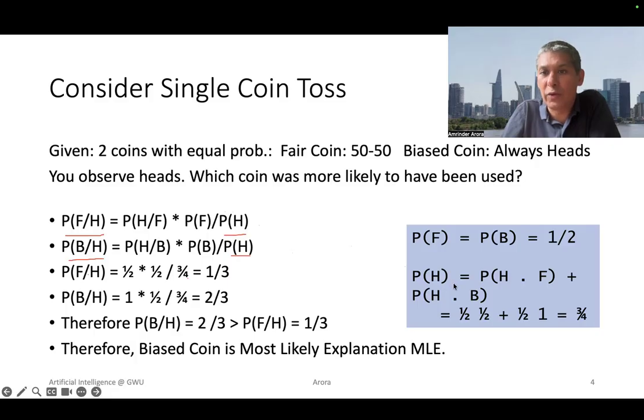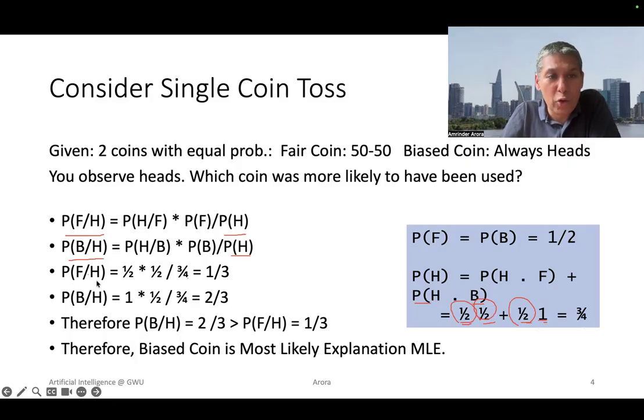Probability of heads could have been either you were using the fair coin and got heads, or you used the biased coin and got heads. So that's equal to half times half plus half times 1. Essentially, if you were using the fair coin, which had probability half, then the probability of getting heads was 1/2. So that's 1/2 times 1/2, 1/4, plus probability of biased coin being used, which is half, times the probability of heads given biased coin, which is 1. So therefore, the total is 3/4.